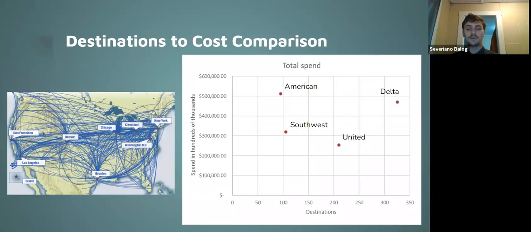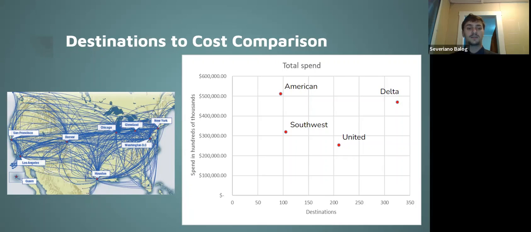We created the second data visual here from the actual raw data we were given, and we came together with a scatter plot that shows the four companies in comparison to each other with their total expense and their total destinations. So on the y-axis, we have spend in hundreds of thousands, and on the x-axis, we have the total destinations. So you can see American has just over 500,000 with 95 destinations, Southwest above 300K with 105, United at around 250 with 210 destinations, and Delta with 325 destinations and around $469,000 in total spend.